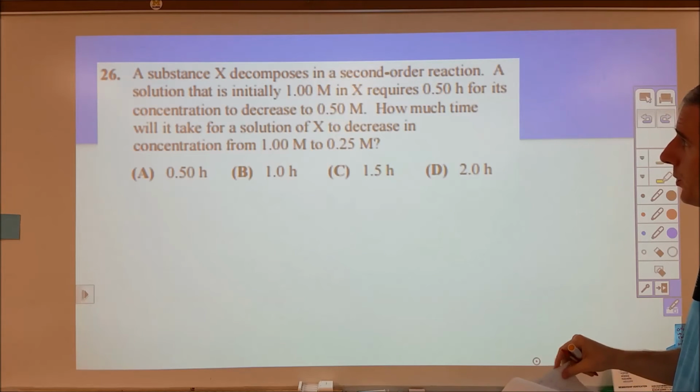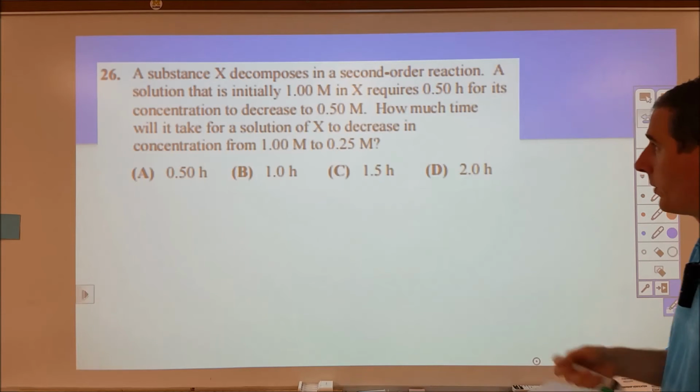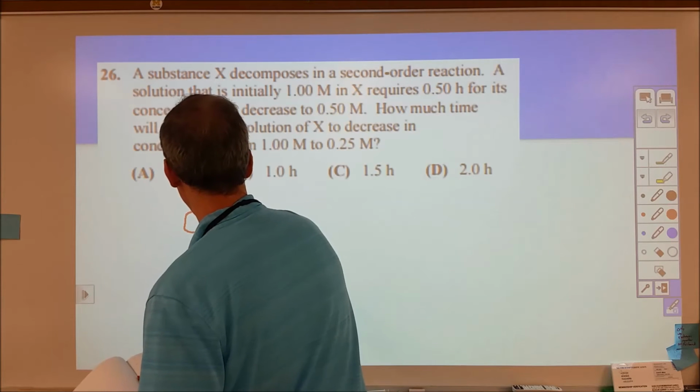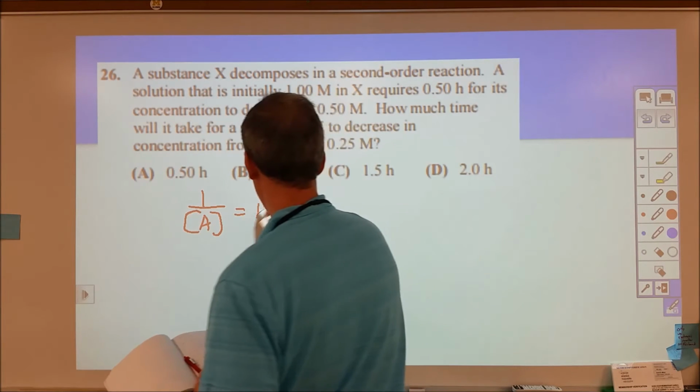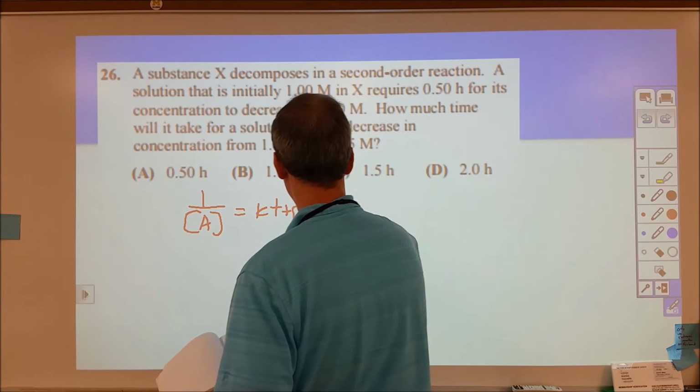Okay, so here's 26. Here we have a kinetics one. We're looking at second order. So what you want to do for this, there are 2 ways to solve this. One is to use your full integrated rate law, just like this.